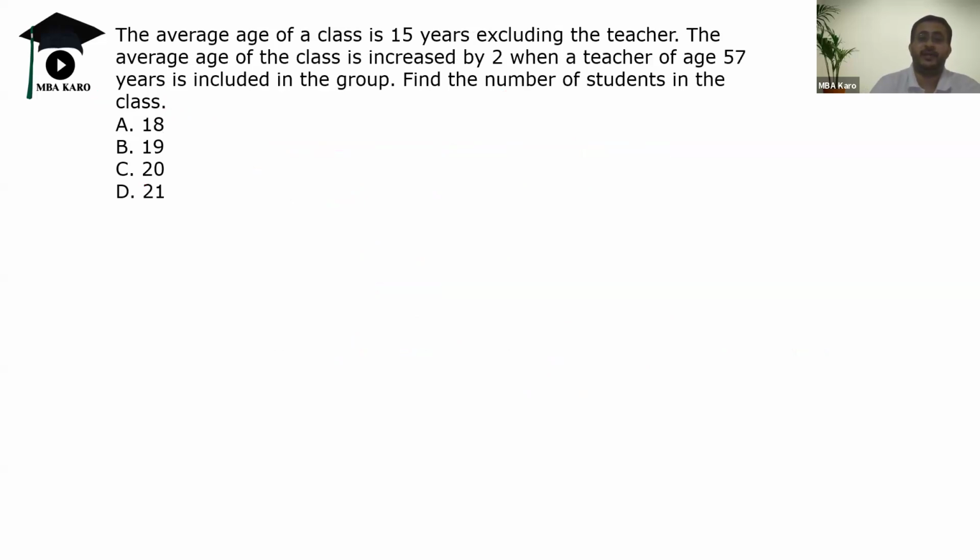Okay, next question. The average age of a class is 15 years, excluding the teacher. So this is the typical question. Teacher, student, the teacher is not present. So this is the average. And when you bring the teacher, the average is increased by 2. Find the number of students in the class. So how are we going to do this problem? So try this.